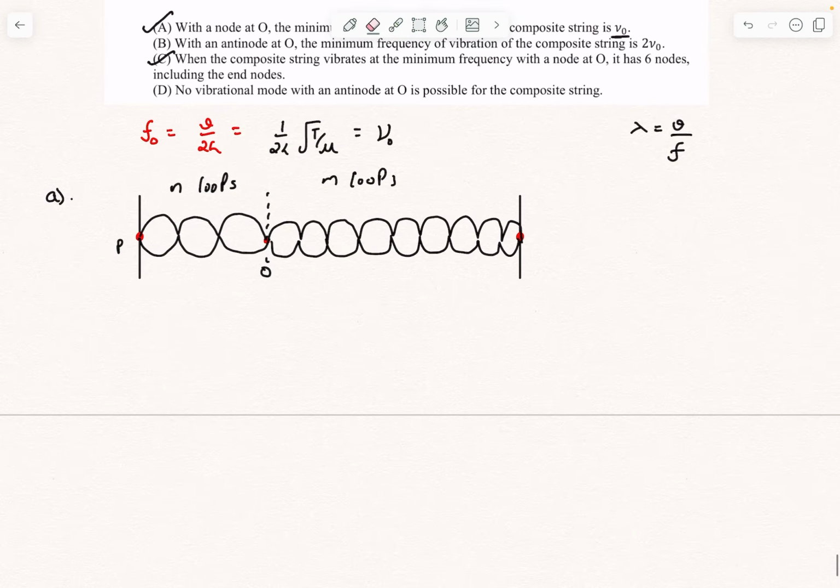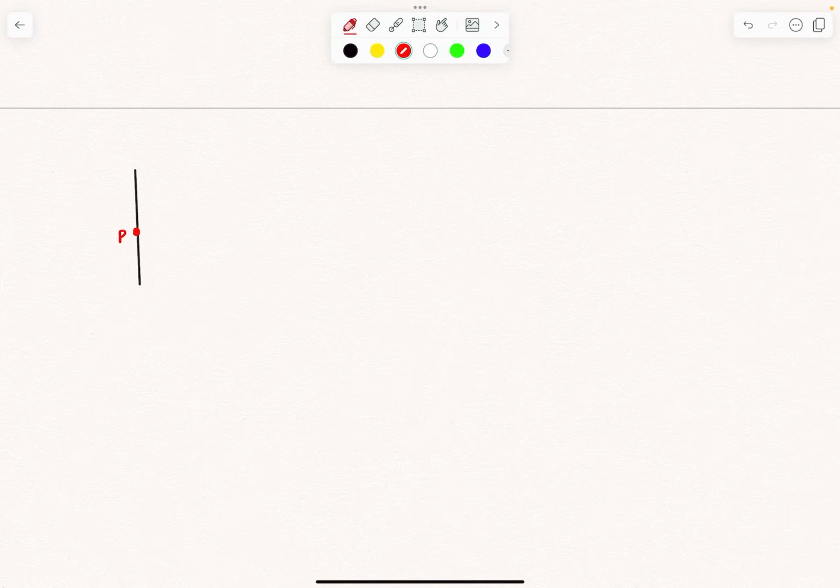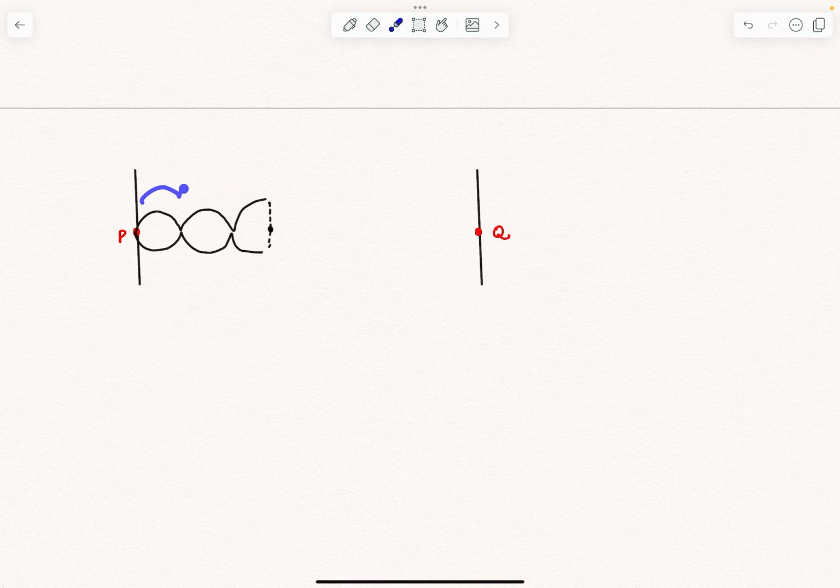Okay, so now for the antinode case, we'll just modify the original case itself. In this situation, point P is a node, point Q is also a node, and the point O is actually an antinode. Okay, so let's say there are n loops on the left side, and the last node to antinode separation is actually lambda by 4. So we can say that the total distance, we can write it as n times lambda by 2 plus the last node to antinode separation, which is going to be lambda by 4.